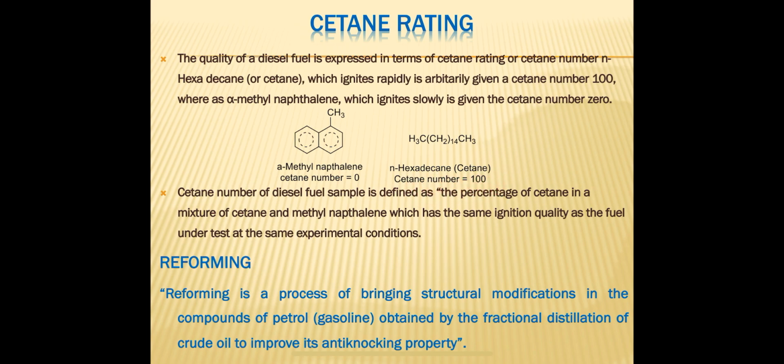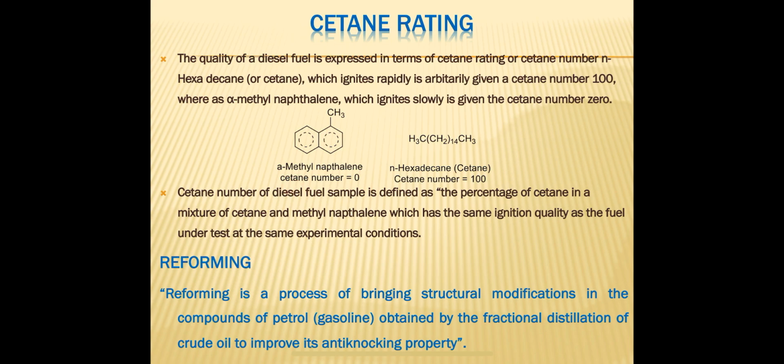This is decided by how rapidly it ignites. So n-hexadecane, or C16, which ignites rapidly, is arbitrarily given a cetane number of 100. So the cetane number is taken as 100 for this one, whereas alpha methyl naphthalene, which ignites slowly, is given the cetane number 0.